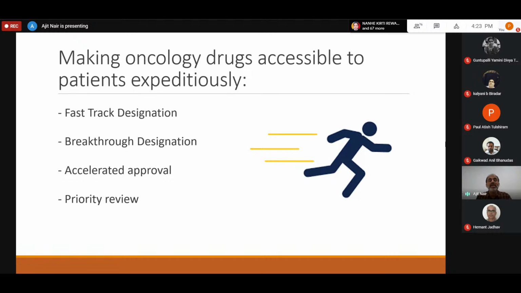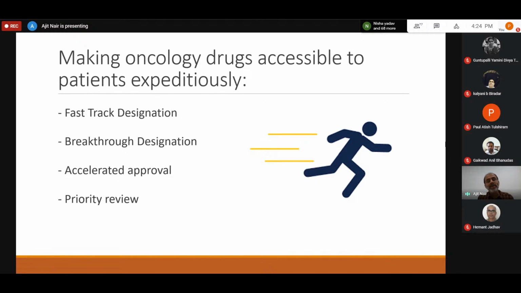So that's how you get a fast track designation, because of your drug's early clinical data. And mind you, you cannot get a fast track designation till you have clinical data. So all these will require some amount of clinical data first to show that it is working better than what is there in the market.